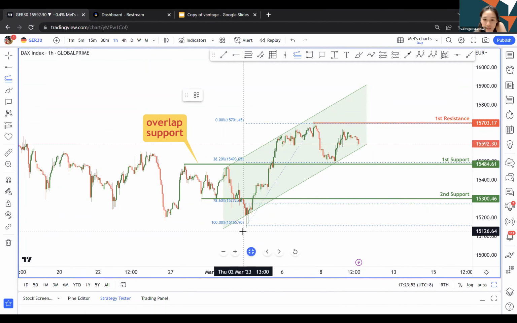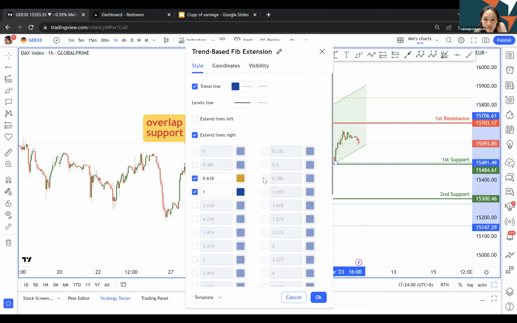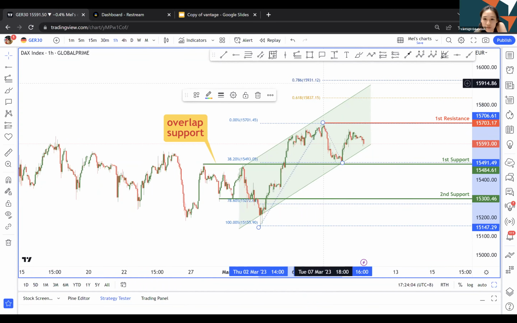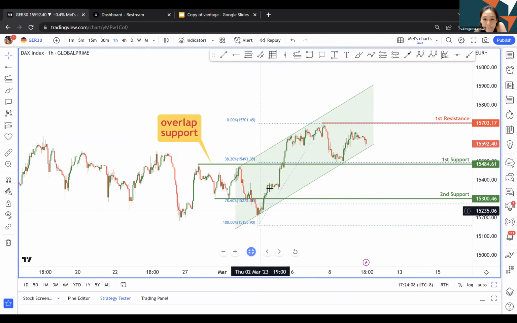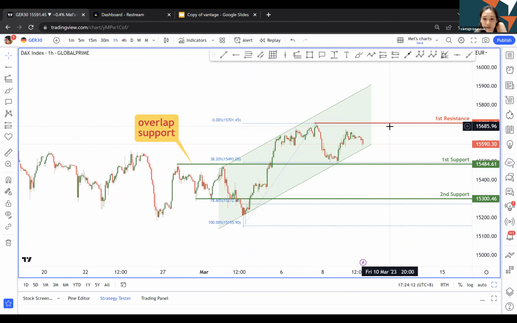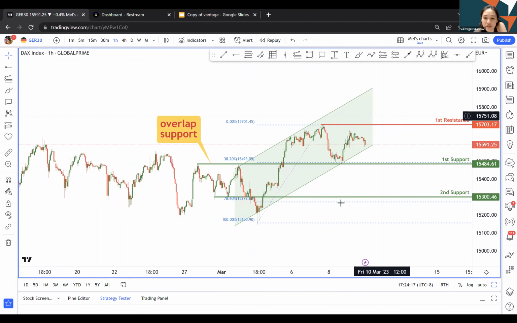Let's see if I can find any projections. Okay, no. Okay, I think that's about it for Fibonacci levels.